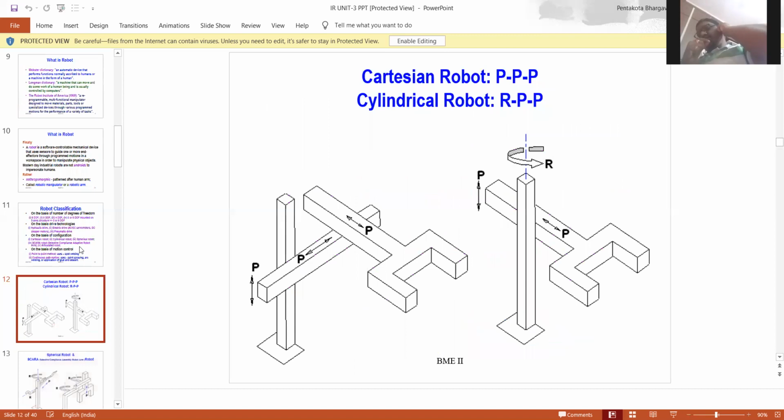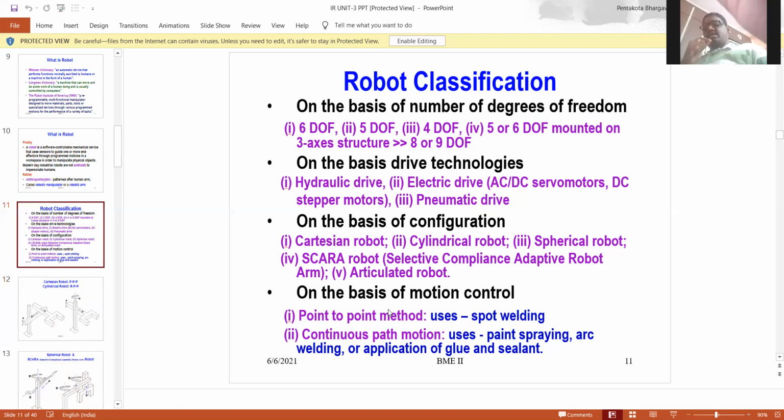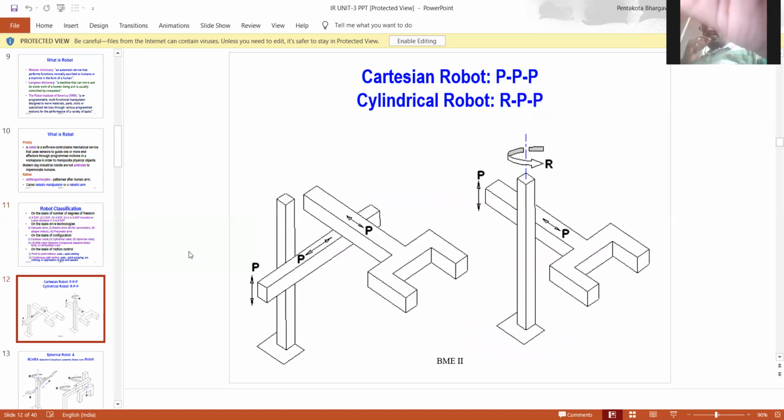Here in this case, what are the characteristics involved? First, you have to observe the number of degrees of freedom. Second, you can see the drive technology, third is the basis of configuration, and fourth is the basis of motion control. These four techniques are involved in the entire robotic system. Okay, next you can see it in detail.